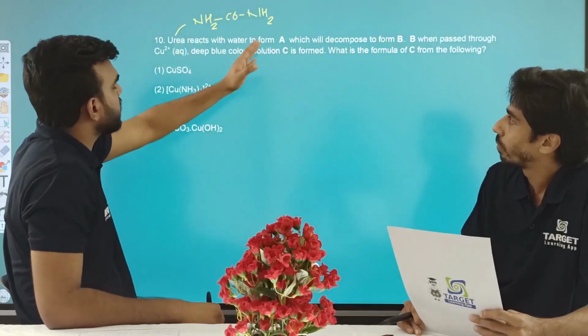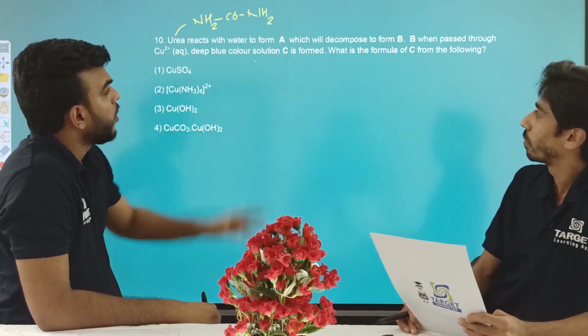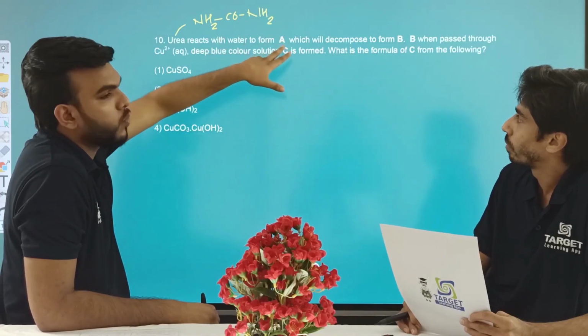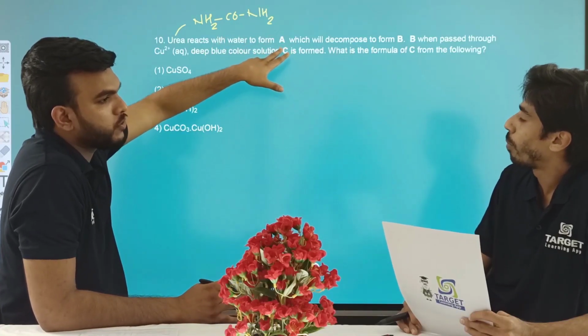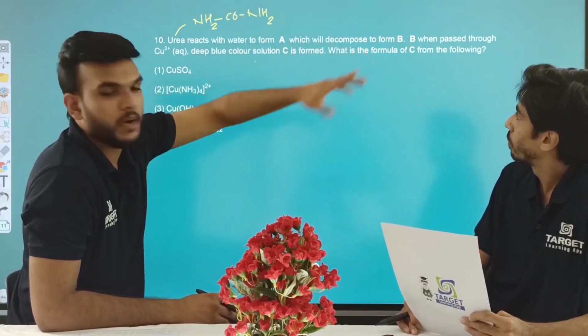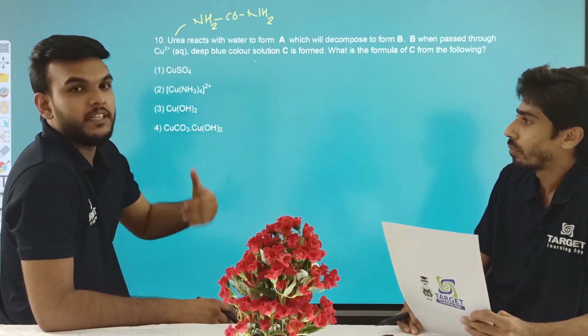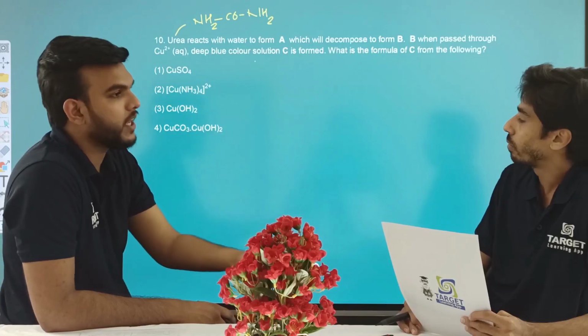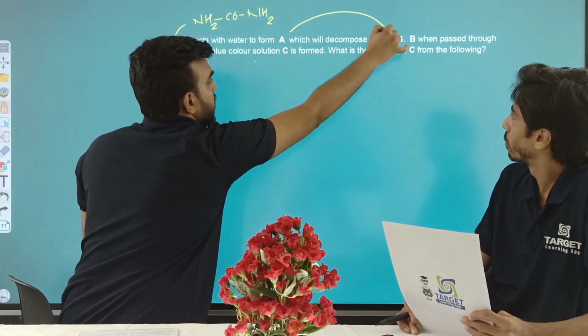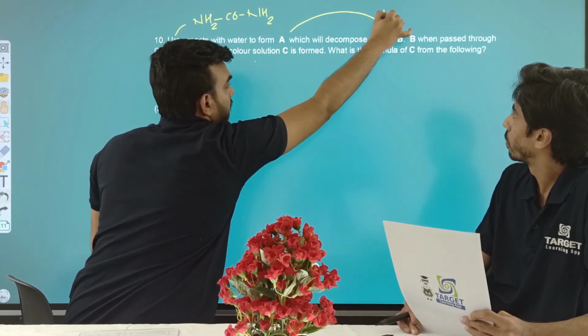So urea reacts with water to form compound A, which decomposes to form B. A is reactive with water, so it will form ammonium hydroxide. Ammonium hydroxide will be formed here, and it will decompose to B. So what will be decomposing here? It will decompose to ammonia. Ammonium hydroxide decomposes to form B, meaning B will be ammonia itself.